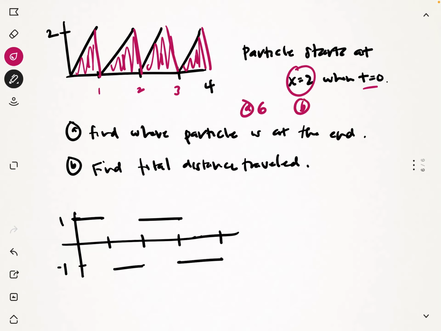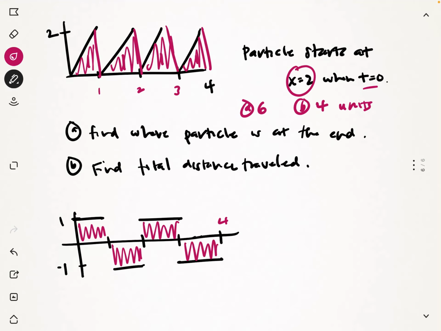And part B, it says find the total distance traveled. So the total distance traveled here is 1, 2, 3, 4. 4 units. Okay, likewise for the second one, we're going to be doing the same thing. Each of these is 1 unit. So this is 1, this is 1, this is 1, this is 1.